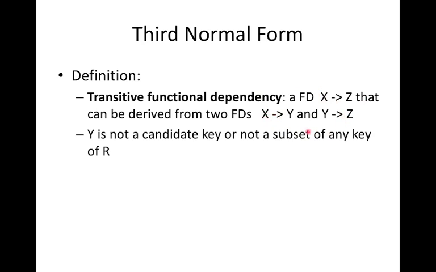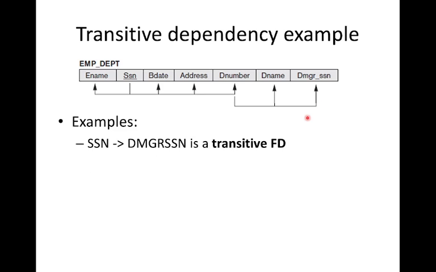Transitive dependency. Okay. So X to Y and Y to Z means X to Z. And another condition is there: this Y is not a candidate key or not a subset of any key of R. So this Y is some attribute or set of attributes, and it should not be a candidate key of that R. So we will see an example for this transitive dependency.